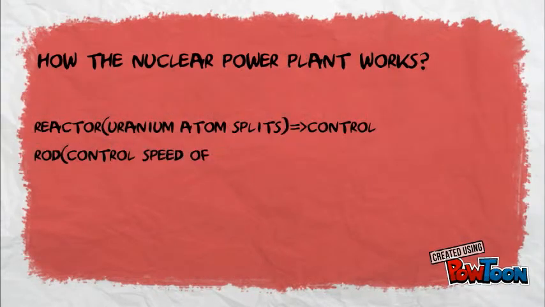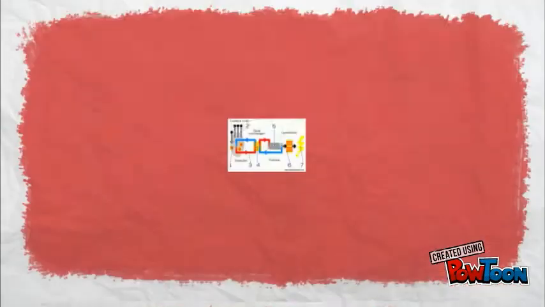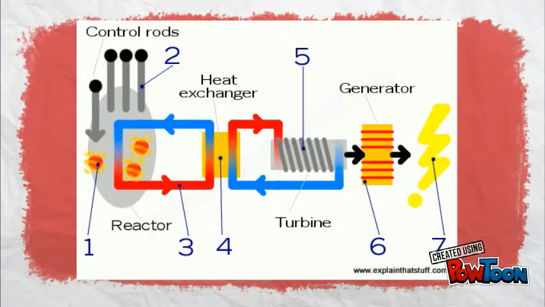Control rods in the reactor are used to control the speed of the chain reaction. Water is pumped through the reactor to collect heat energy produced in the chain reaction via a heat exchanger. Inside the heat exchanger, water from the reactor gives up its energy to cooler water flowing in another closed loop, turning it into steam. The steam from the heat exchanger is pumped into a turbine.